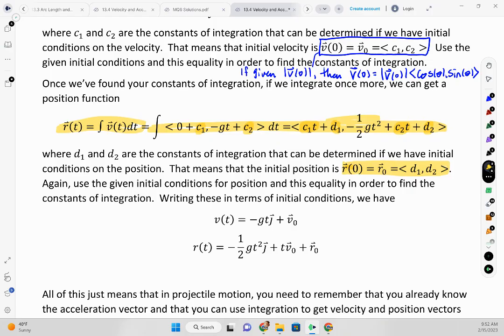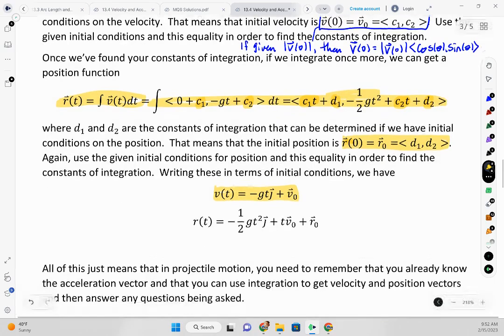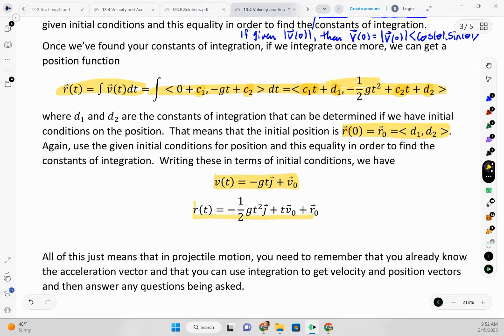Now, if we were to summarize this, and you like to memorize things, then the velocity vector is always going to be of this form. It's going to be minus g, where g is the acceleration due to gravity, minus gt j hat, plus whatever your initial velocity is. And then the position vector will always be minus 1/2 gt squared j hat, plus t times the initial velocity, plus your initial position.